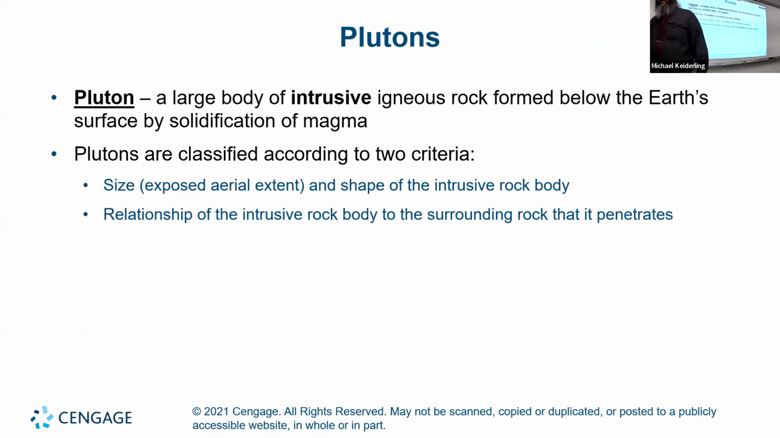So when magma cools underground and forms some large body of intrusive igneous rock, this is called a pluton, or Pluto, the Roman god of the underworld. Plutons are classified by 2 criteria: their size and shape, and the relationship of the intrusive rock body to the surrounding rock that it penetrates. Is it cutting through that rock, or is it just going between layers? Those kinds of things.